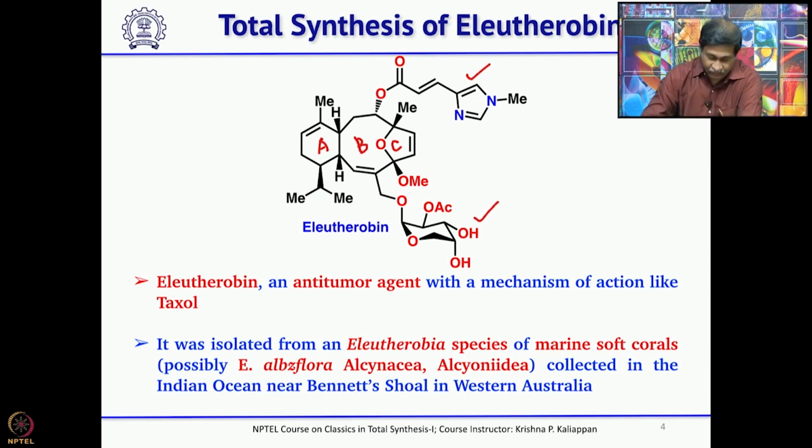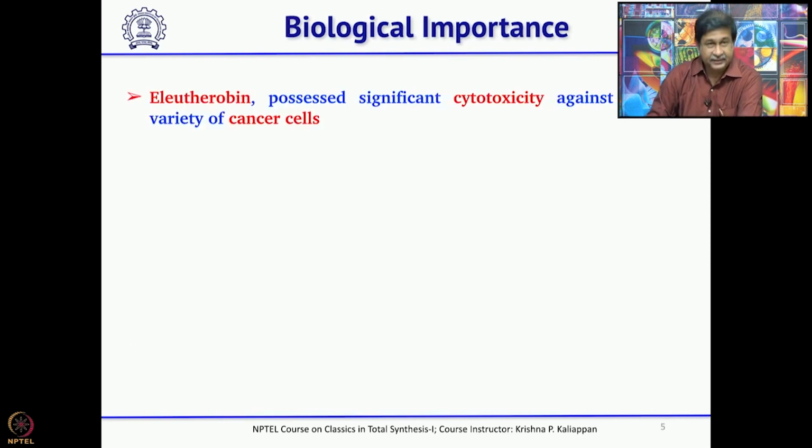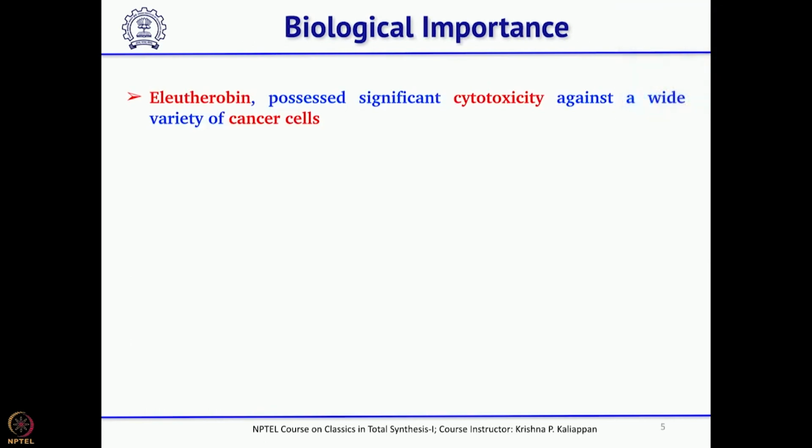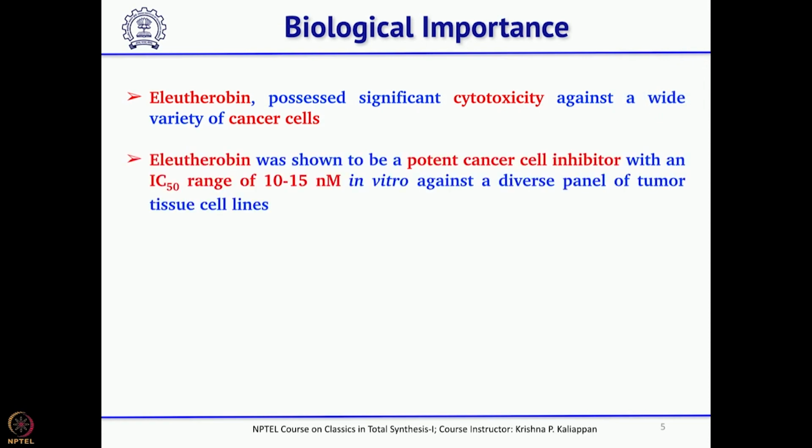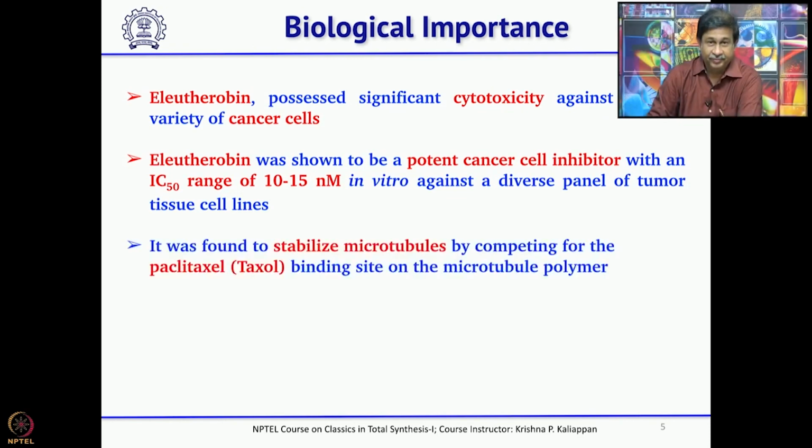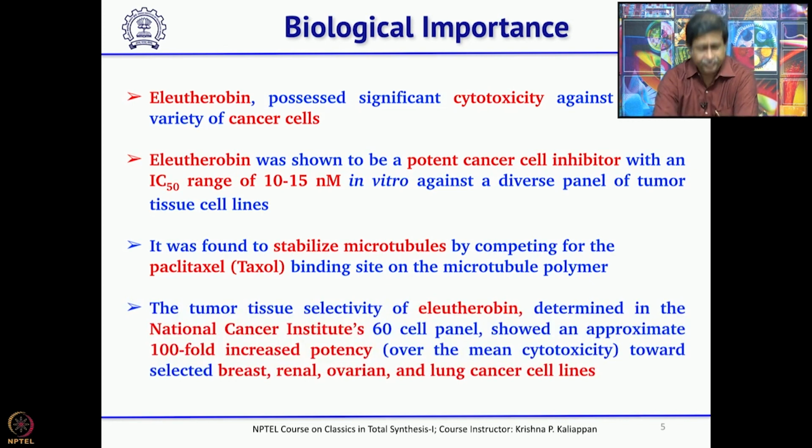As I said, many groups were involved in the total synthesis of Eleutherobin, but I will talk about 2 total syntheses. Today I will talk about one total synthesis reported by K.C. Nicolaou. As I said, this was as active as Taxol. It showed a high activity against various cancer cells, and it worked with an IC50 range of 10 to 15 nanomolar. That is quite significant. And the mechanism of action of Eleutherobin was almost like paclitaxel. So, this is another reason why many groups were interested in making this molecule.